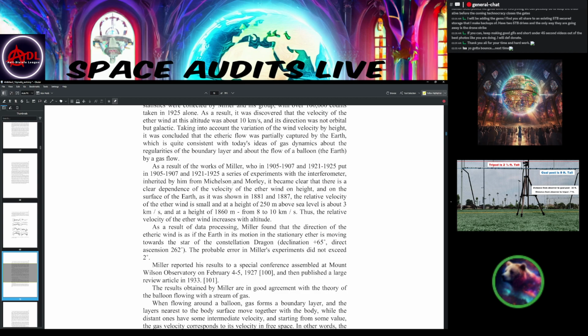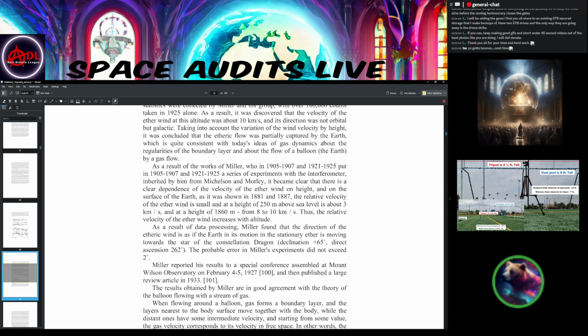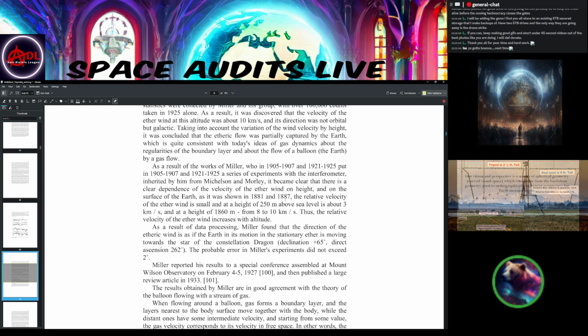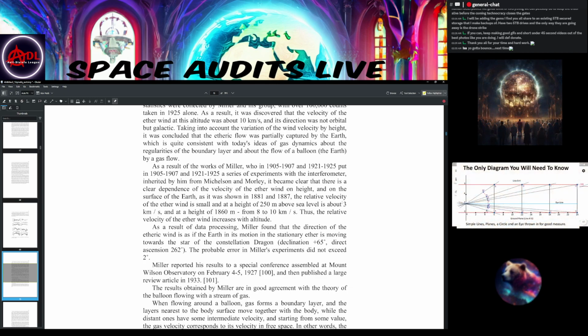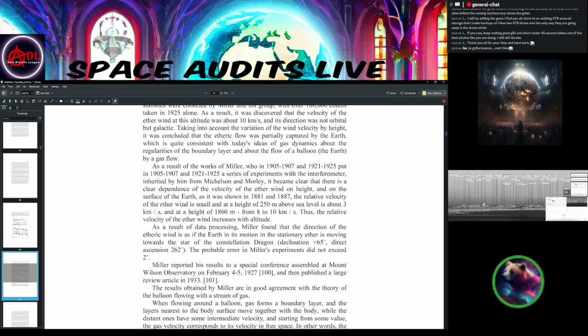It became clear that there is a clear dependence of the velocity of the ether wind on height and on the surface of the Earth. It was shown in 1881 and in 1887 the relative velocity of the ether wind is small at the height of 250 meters above sea level, about 3 kilometers, and at the height of 1,860 meters, it goes to about 8 to 10 kilometers a second. Thus, the relative velocity of the ether wind is increased with altitude.